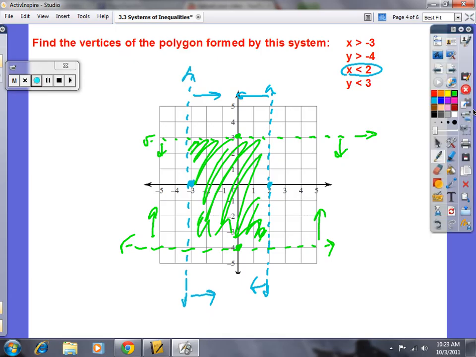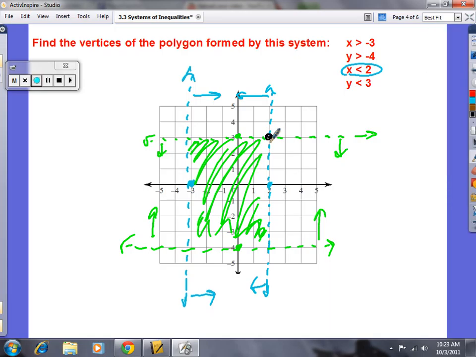But the question asks you to find something. Find the vertices of the polygon formed by the system. This polygon has 4 vertices. It looks like it's a rectangle. Right there, right there, right there, and right there. So it's a rectangle.